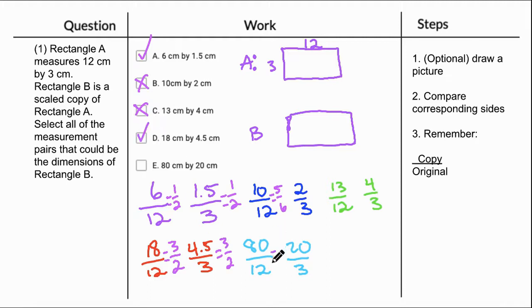And the last one here, we simplify this one to, let's see here. If we divide both the top and the bottom by 4, 80 divided by 4 is 20, and 12 divided by 4 is 3. So 20 over 3 matches up perfectly, so E works as well. So it could be the answer A, D, and E, because when we compared the corresponding sides, the scale factors were the same for those three.